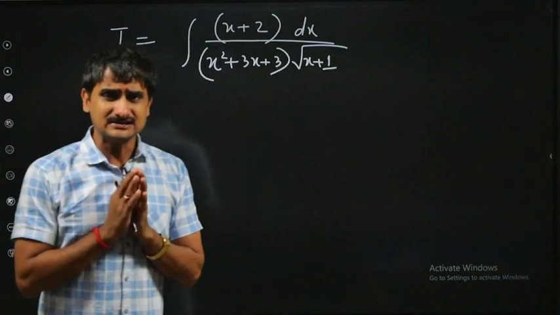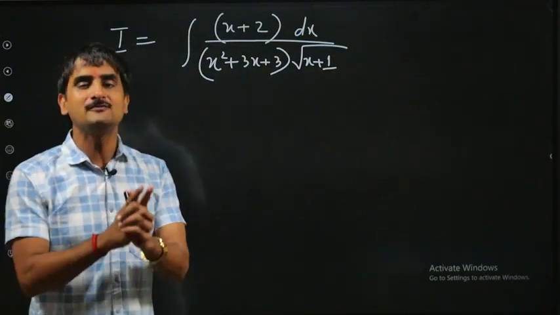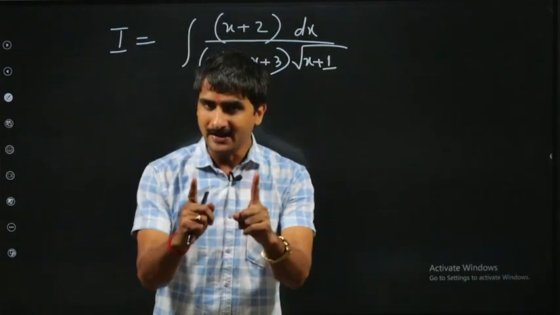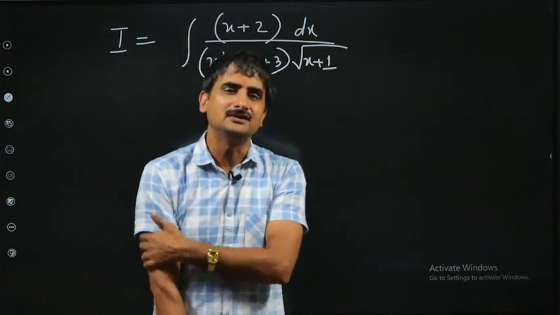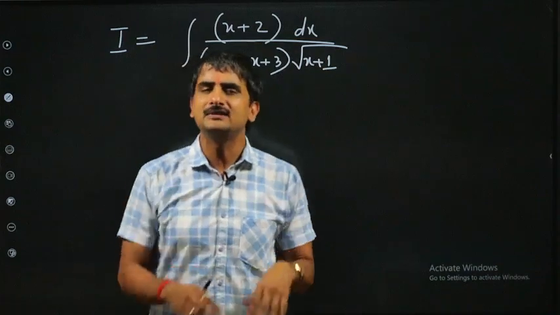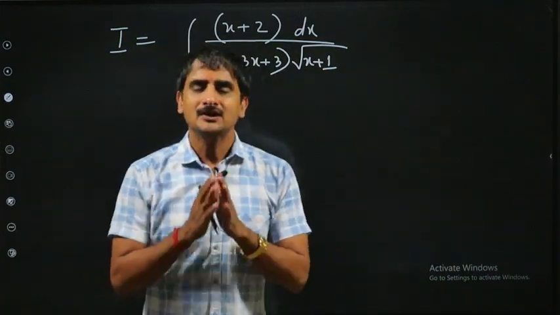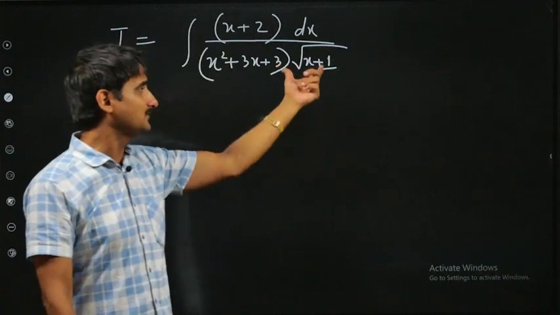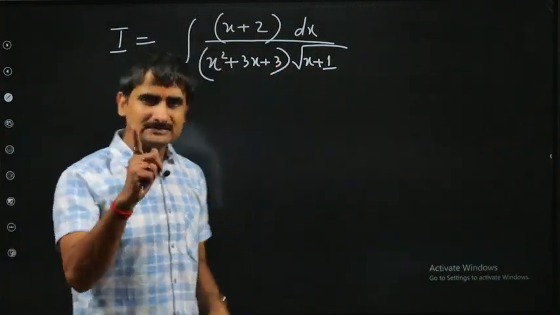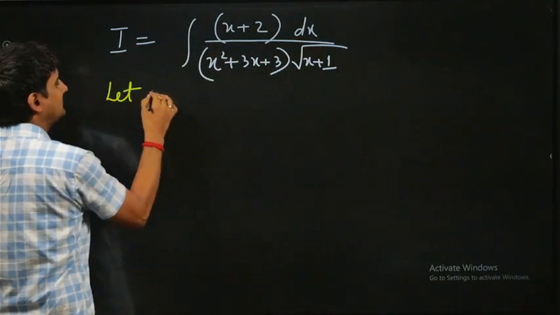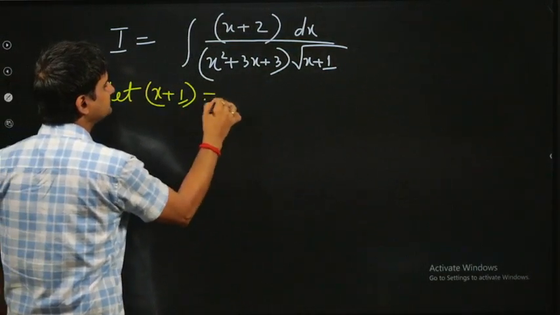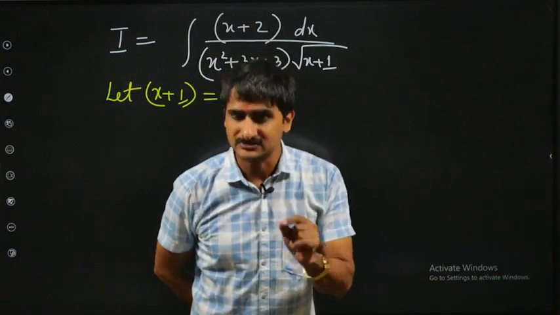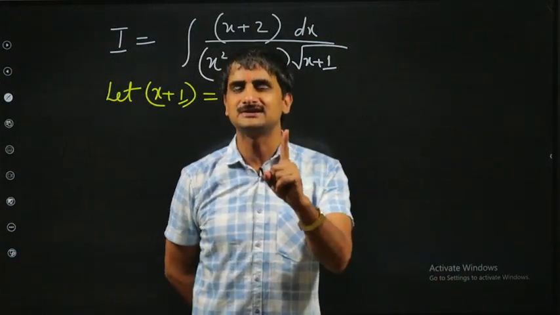There's a form which you should keep in your mind: if in the denominator there is a combination of a quadratic expression and the square root of a linear expression, whatever you have in the numerator, let's not consider it right now. If you have a quadratic expression in the denominator along with the square root of a linear term, the first thing you should try is to replace the linear term by some variable square, so as to get rid of the square root symbol in the denominator. That's the first thing you should always try.